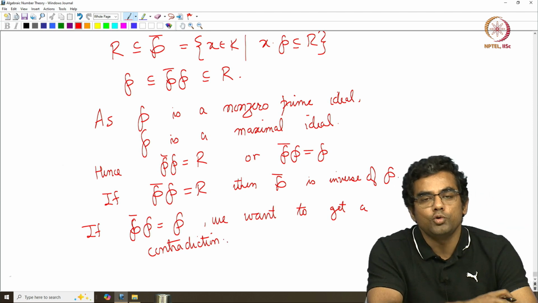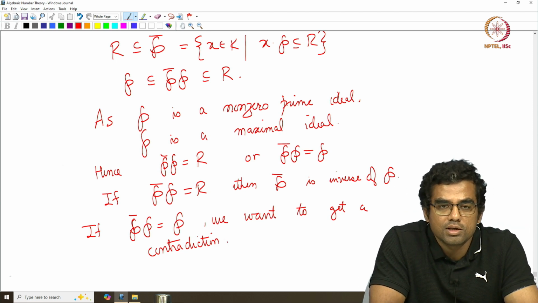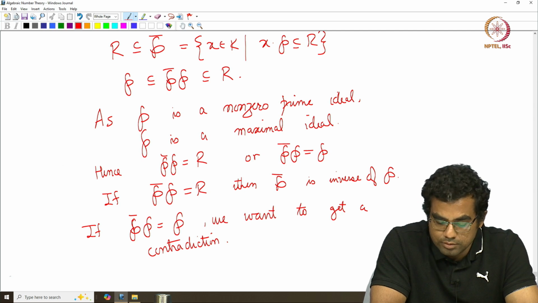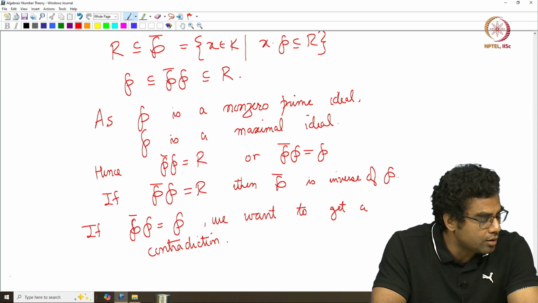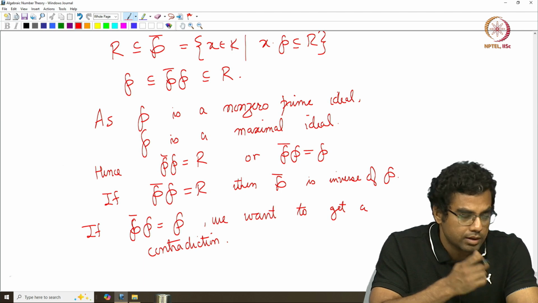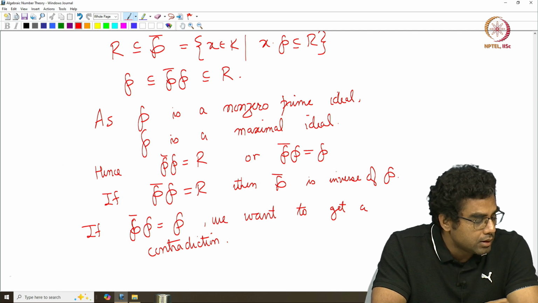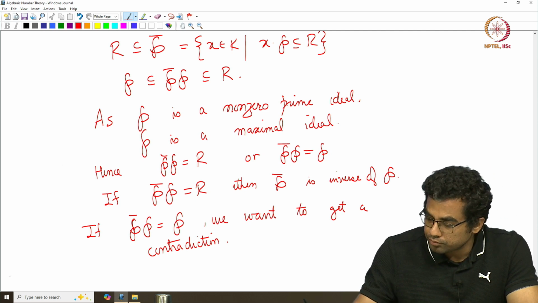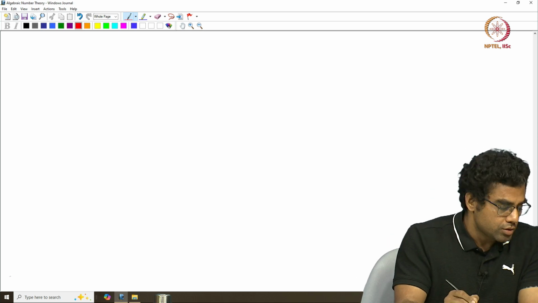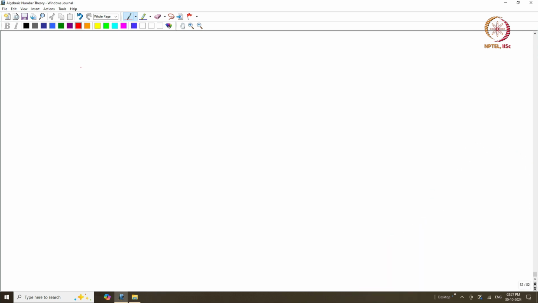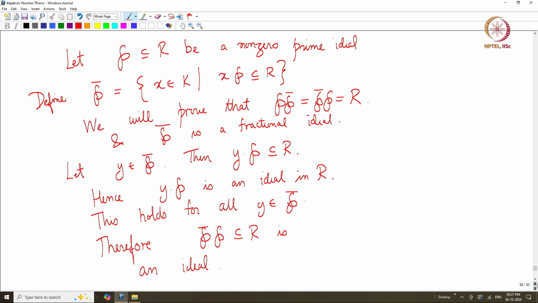If you have seen the proof of Nakayama's lemma before, then this is very similar to that. So, we will reduce it to a situation that looks very much like Nakayama's lemma, and then we will use the same idea that goes into the proof of Nakayama's lemma. All right. So, how do we do this?